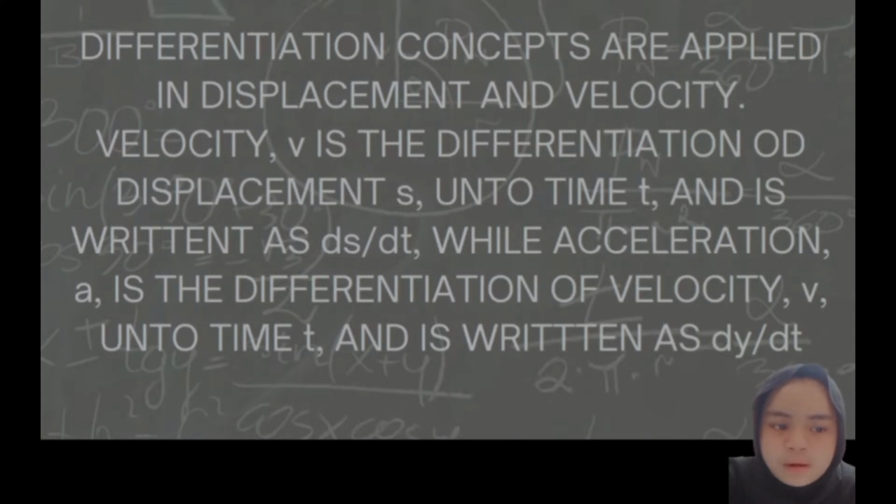Differentiation concepts are applied in displacement and velocity. Velocity v is the differentiation of displacement s with respect to time t and written as ds over dt, while acceleration a is the differentiation of velocity v with respect to time t and is written as dv over dt.